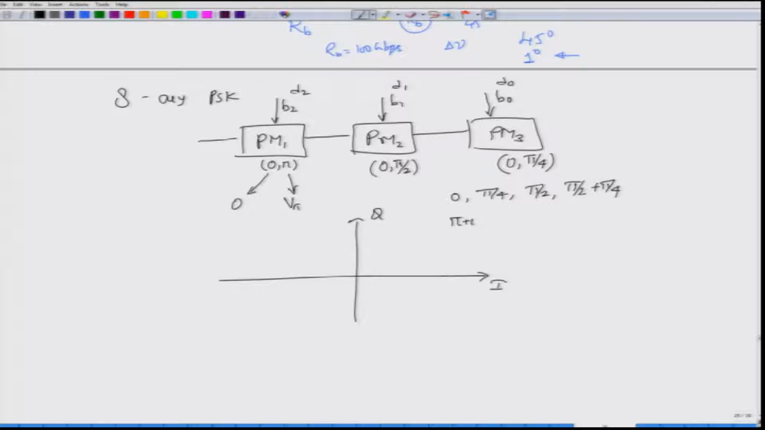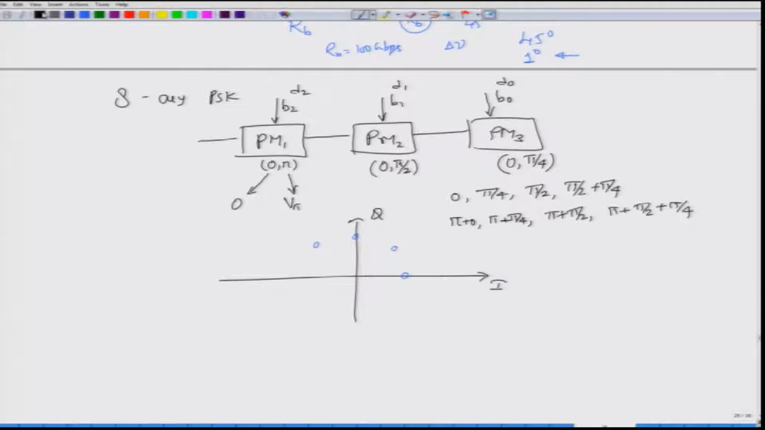So, you get pi plus 0, pi plus pi by 4, pi plus pi by 2, and pi plus pi by 2 plus pi by 4. Let us mark these points. 0 phase goes here, pi by 4 phase goes over there, pi by 2 goes here, they all have the same amplitude. Although it might not look very nice as a circle, you have to assume that I am putting everything on a circle. Pi by 2 plus pi by 4 is this one.